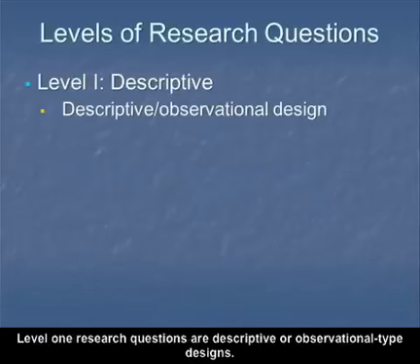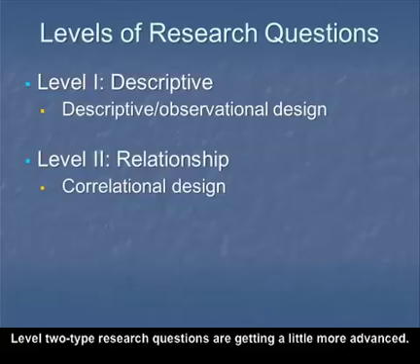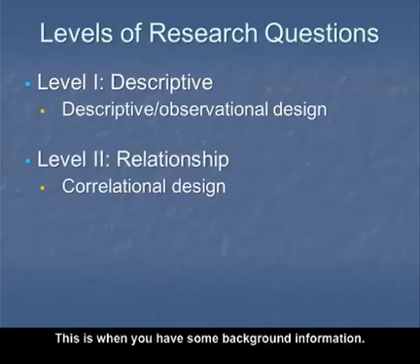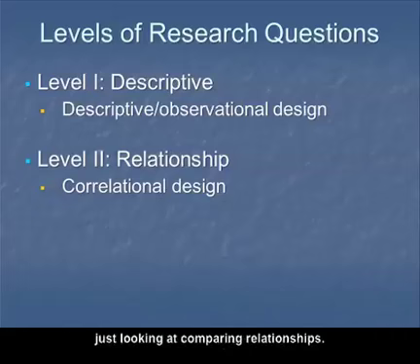Now there are different levels of research questions. Level 1 research questions are descriptive or observational type designs. And we're going to see some examples of how these are written shortly. Level 2 type research questions are getting a little more advanced. This is when you have some background information, there's already been some descriptive or observational studies, and you're just looking at comparing relationships.